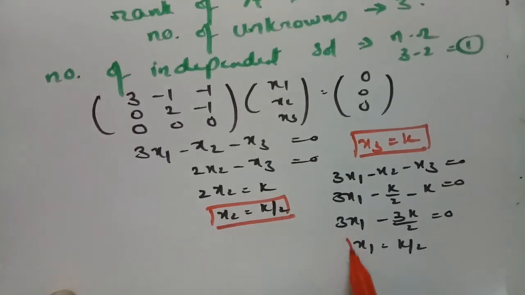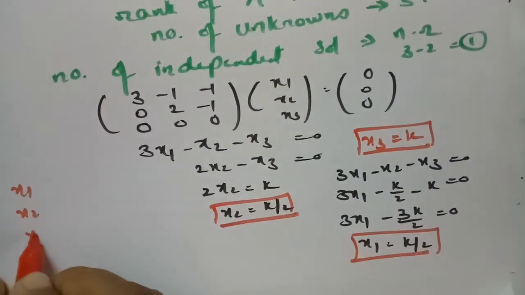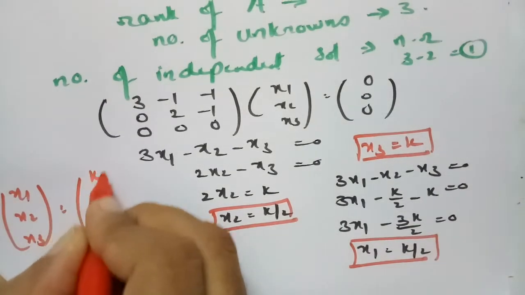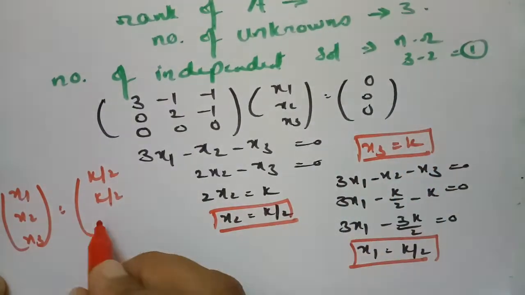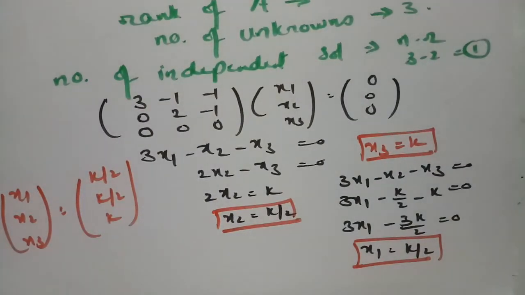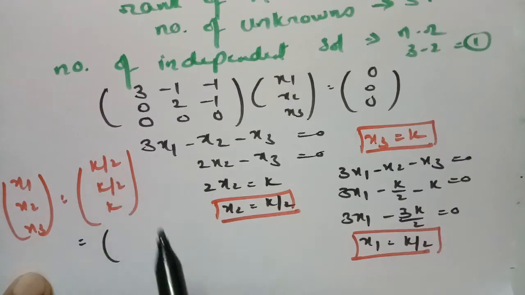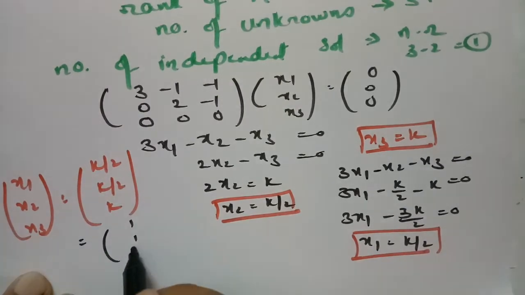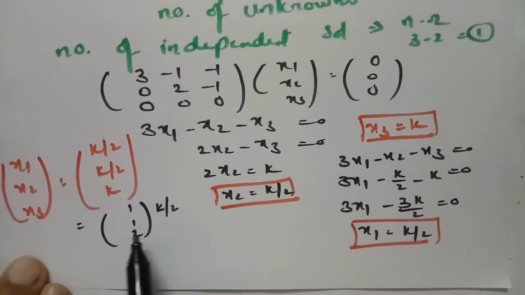So after getting all the x1, x2, x3 values, what is x1? This is k by 2. What is x2? This is k by 2. x3 is equal to k. So if I take k by 2 as common, this will be 1, 1, 2 into k by 2.